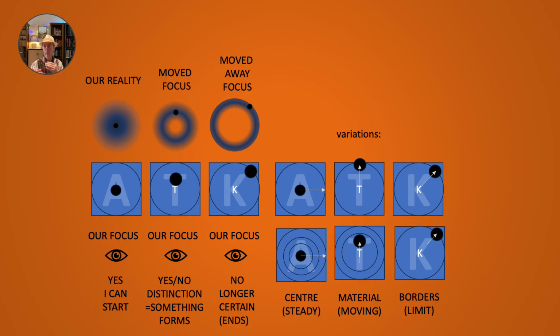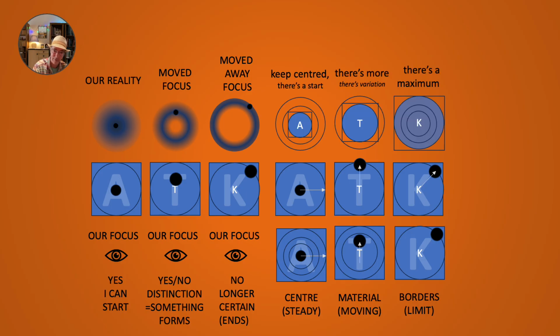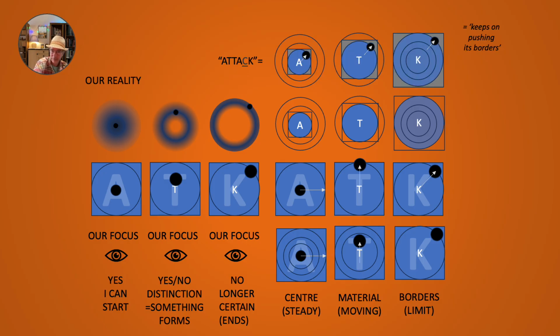With a K, we meet the borders. That's what we have as an extra association. So we keep it centered with A. We realize that there is more and variations with T. And we also realize that there are maximums or limits or borders with the K.